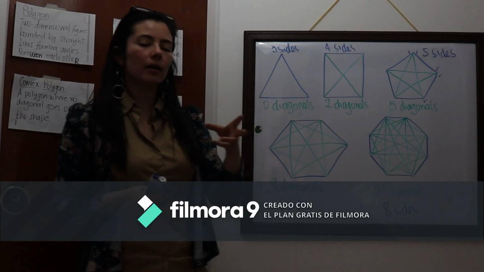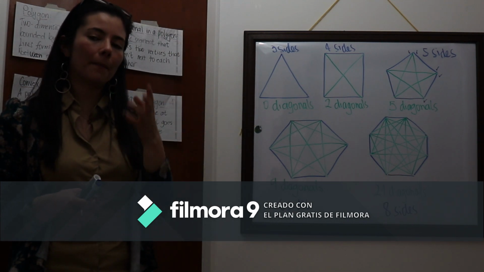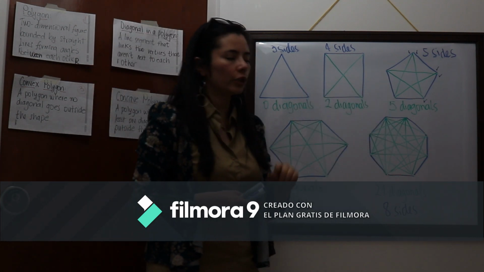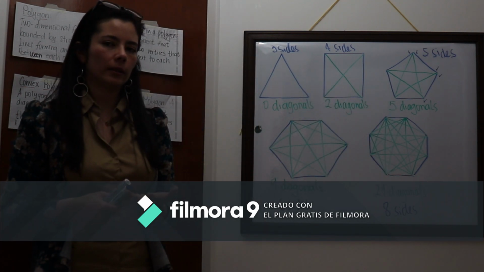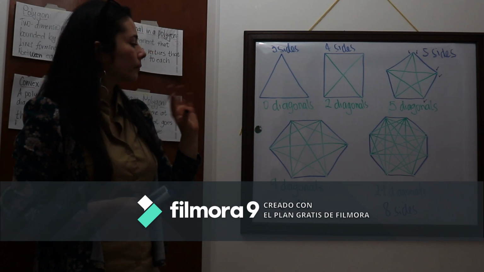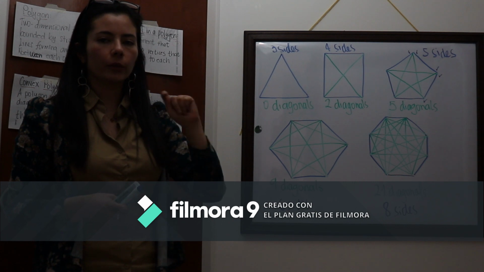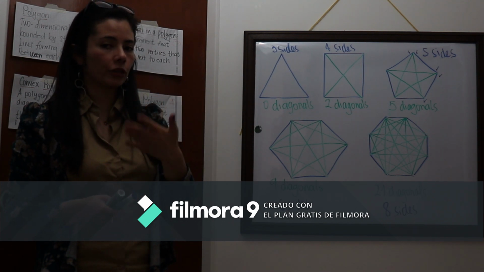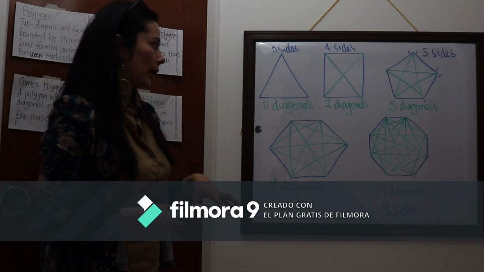How can I build a formula, a mathematical formula, to get the amount of diagonals in each one of the polygons? How can I do that? How is that possible? Well, if you are already back and you unpaused the video and you want to know if your answer is what I'm about to say, it's time.